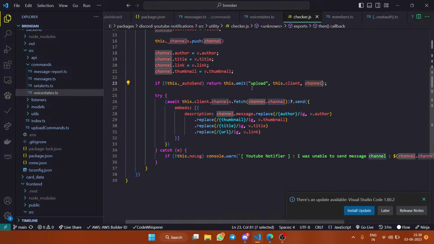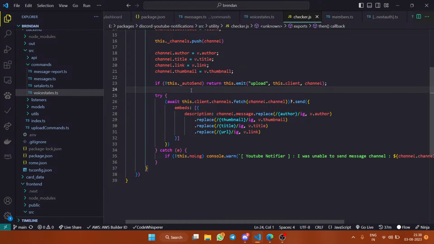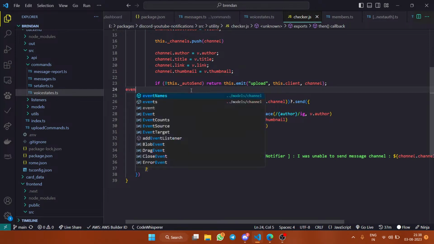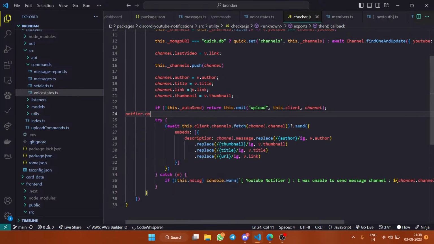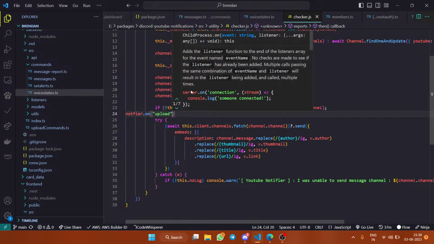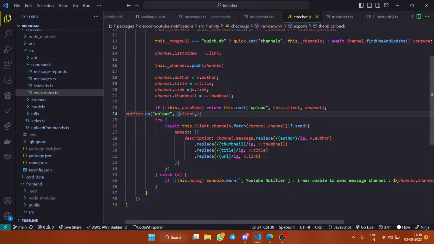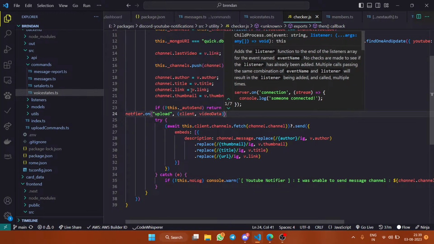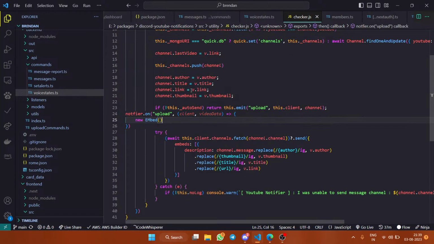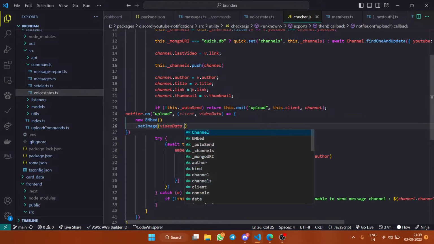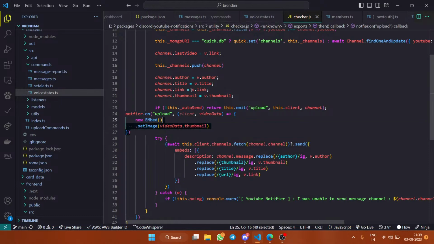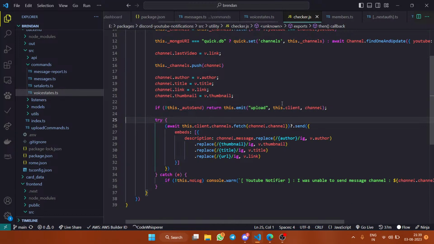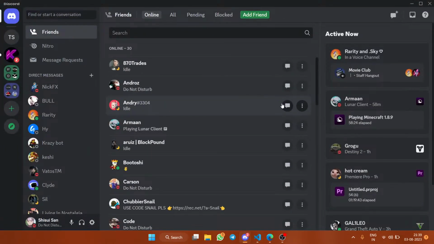You can do it in the message. You can add this thumbnail, or if you have your manual event listener like notifier dot on upload, then you can do client comma channel data or whatever you call it, like video data maybe. So whatever this variable is, you can make a new embed, and then you can do dot set image, bracket, video data dot thumbnail. All right, you can do that most likely. Of course you can do that. No questions asked. It works.